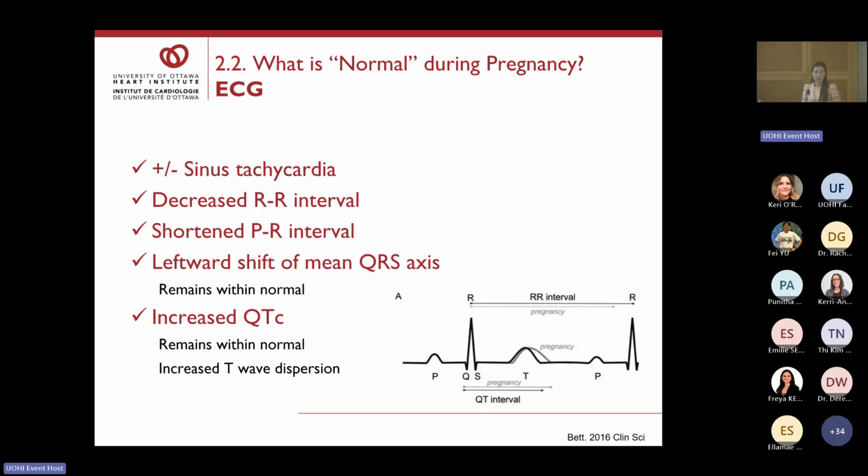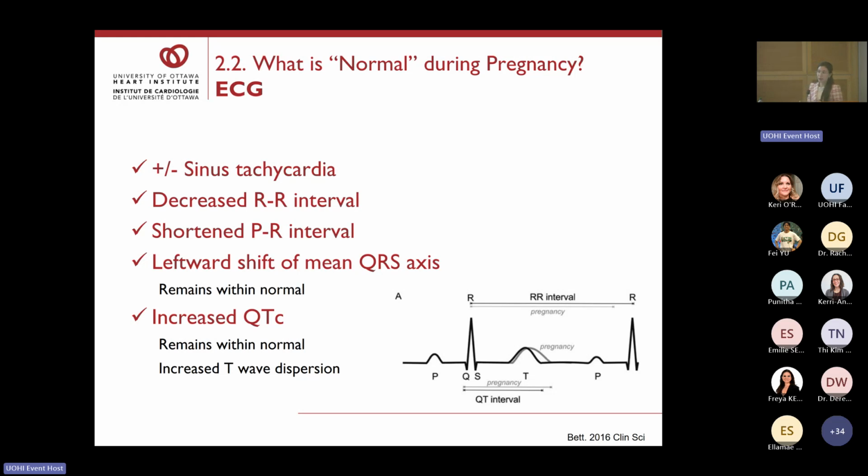When we look at the ECG, as mentioned, we're going to have a decreased RR interval and maybe some sinus tachycardia. Due to the increased sympathetic tone, the PR actually shortens a little bit. And due to the gravid uterus, you're going to have a bit of a leftward shift of the axis, but it should still remain within the normal range.